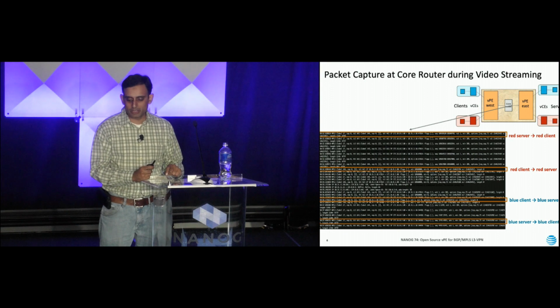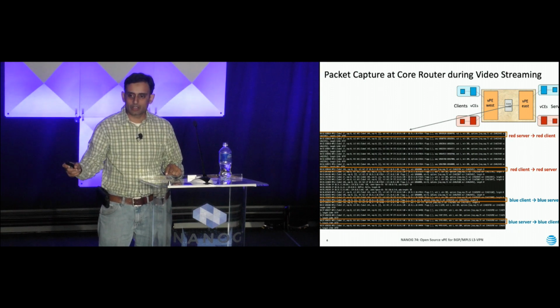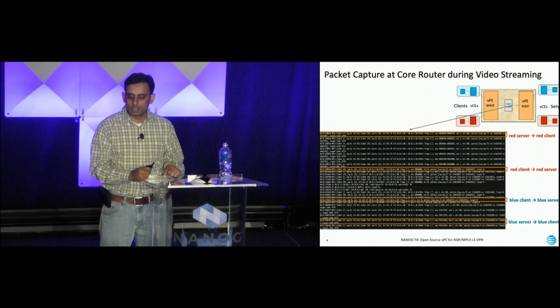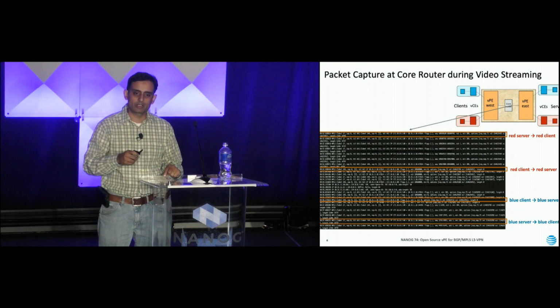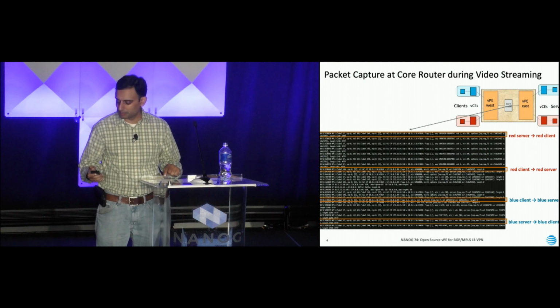Similarly, the third packet is going from blue client to blue server, and again you see a single label which is 144, which corresponds to the blue VRF on VPE East. And the last packet is again going in the other direction from blue server to blue client, and you can see two MPLS labels, the outermost being the label for VPE West, and the innermost label is for the blue VRF. Okay.